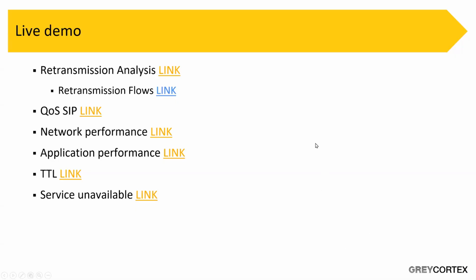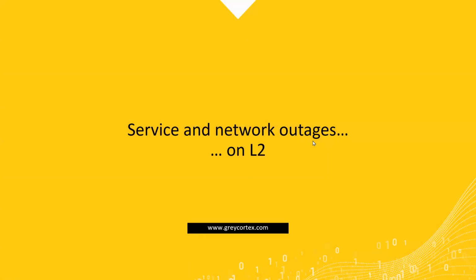Let's go to the next part in our presentation, and that is services and network outages, but on layer 2. Everybody knows when layer 1 is missing, when you don't have any physical or wireless connection, then there is no communication, that's obvious, but also layer 2 needs to be configured, and there are a lot of things going on in layer 2. In the IT world, most of the time layer 2 is just part of the communication, because most of the communication is on layer 3 or higher.